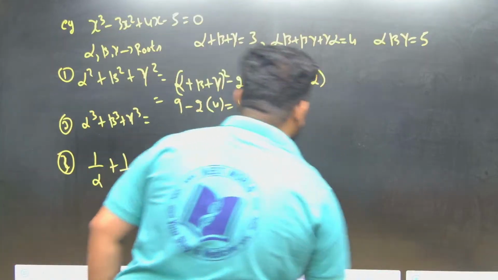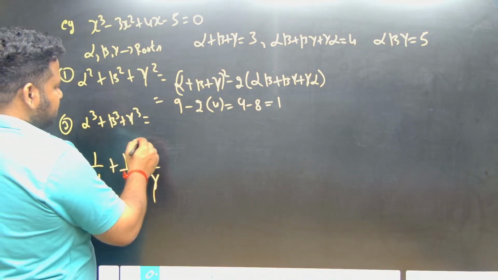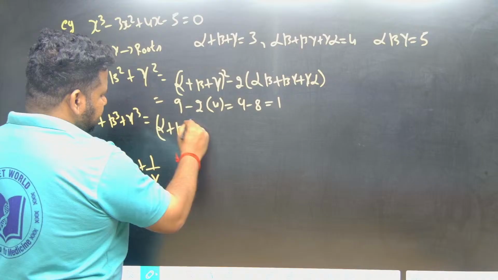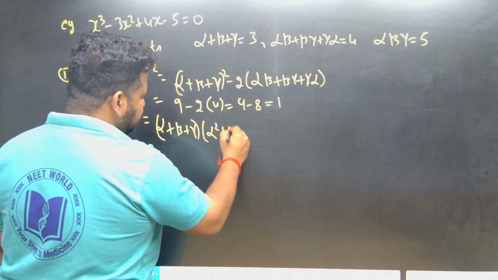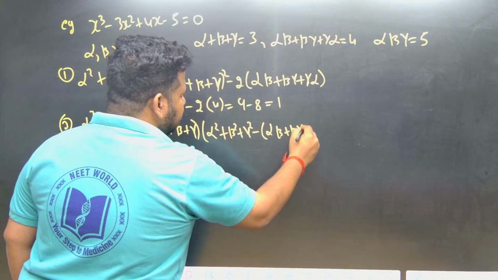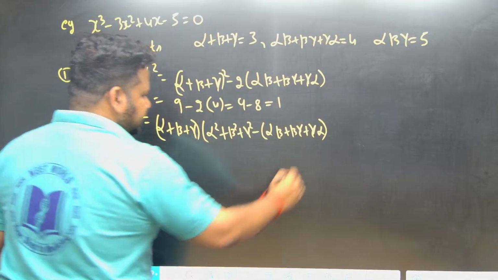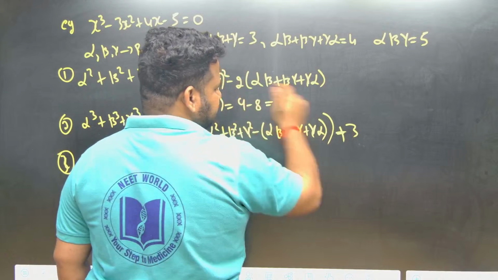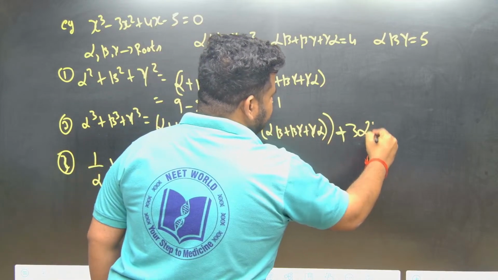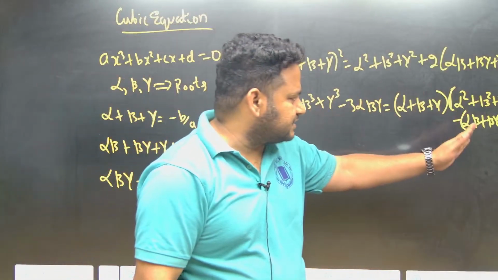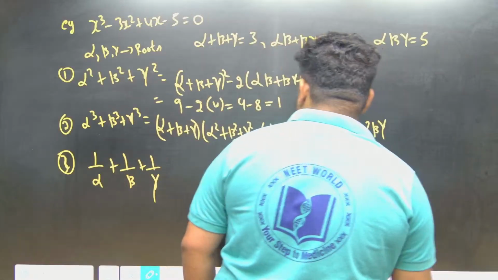Now next one. So we got the value as 1. Now alpha cube plus beta cube plus gamma cube can be written as alpha plus beta plus gamma into (alpha square plus beta square plus gamma square minus alpha beta, beta gamma, gamma alpha), this entire thing, minus 3 times alpha beta gamma. Minus means this will become plus if I take it to this side, 3 times alpha beta gamma. See, we are using this second result. Here it is minus; if you take it to the RHS, it will become plus.